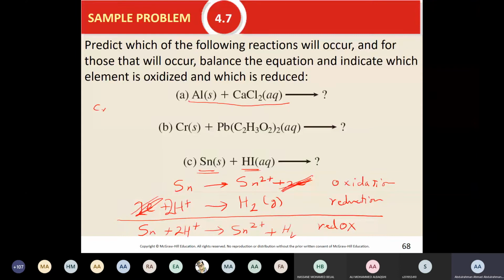Replace it. Chromium goes to chromium 3+ plus 3 electrons. While for lead, the acetate will stay as it is, so there's no change in the acetate. But the lead, Pb2+, goes to what? Pb, plus 2 electrons there.